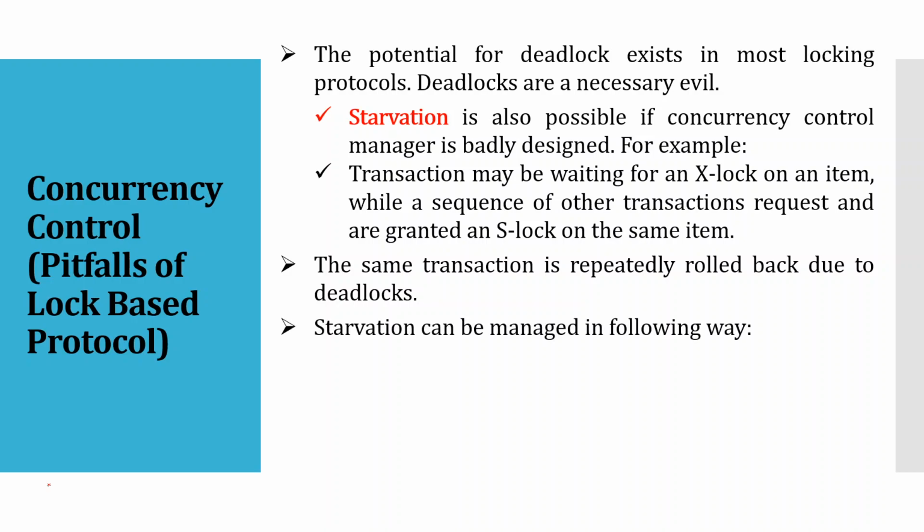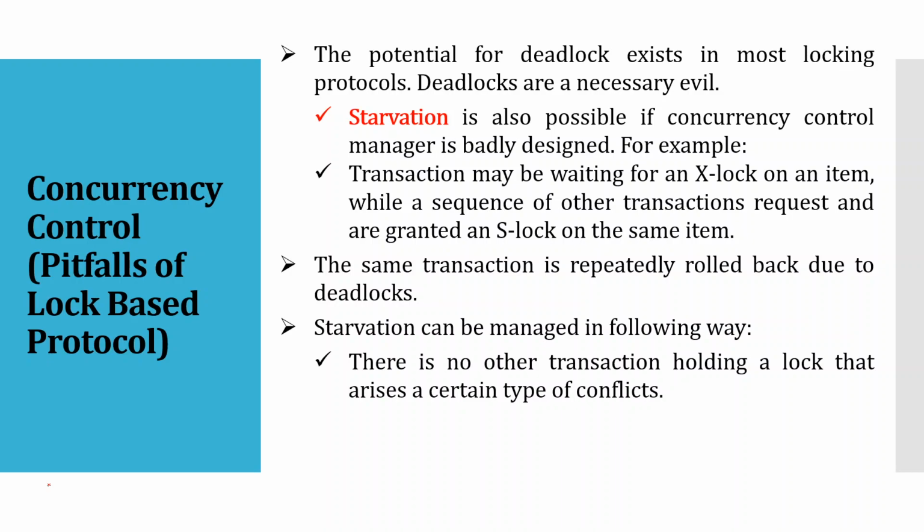So starvation can be managed in the following ways. There is no other transaction holding a lock that creates a certain type of conflict. So if T1 wants to access data item S, then there should not be any T2, T3 or T4 having locks on this particular item. So that is one of the solutions, that no other transaction should have a lock which creates a particular type of conflict. That means here it is X lock and here it is S lock. So this conflict should not be there.